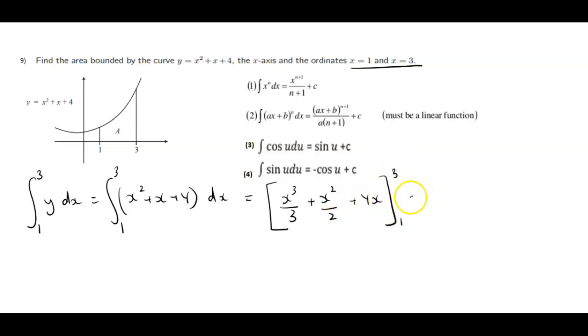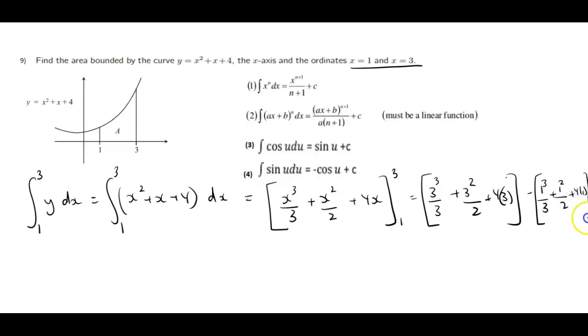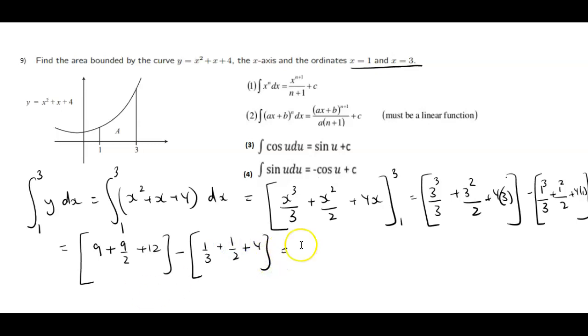Right, now substituting these values. Alright, that's the value for 3, and then the value for 1 now will be this. 4 by 1. Right. Now working this out, we get 27 on 3, which is the same as 9, plus 9 on 2, plus 12, minus 1 on 3, 1 on 2, plus 4. Simplifying again, 20 and 2/3 units squared. Right? So I hope you all understand this.